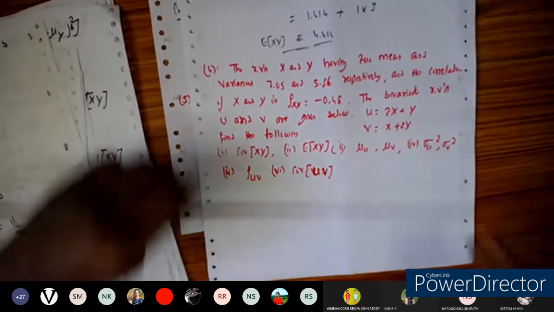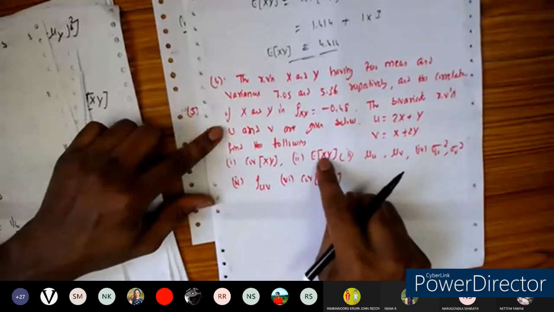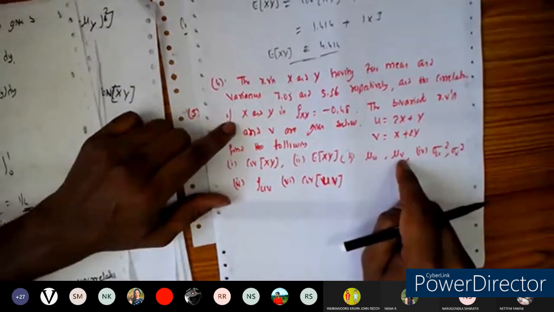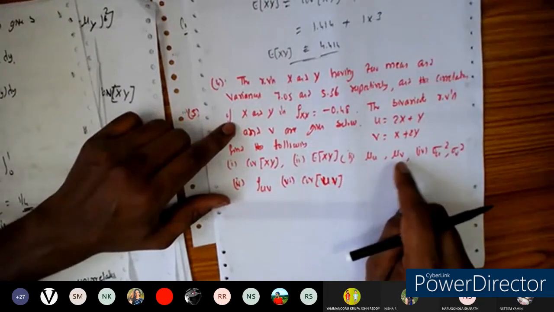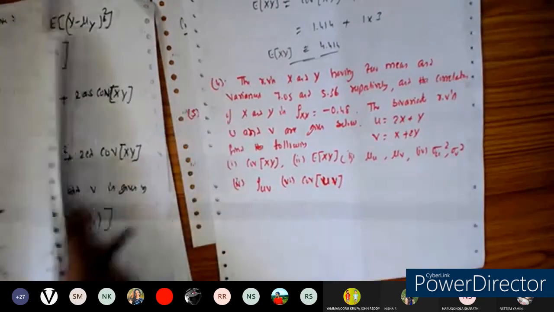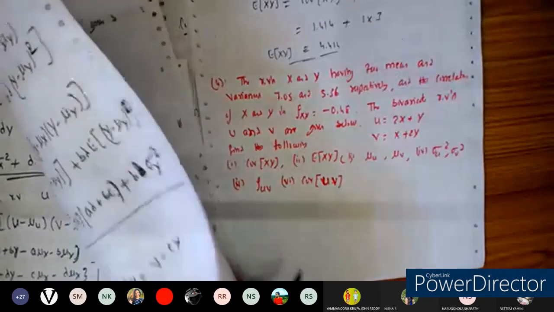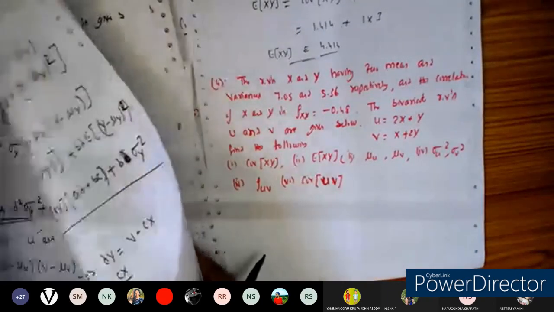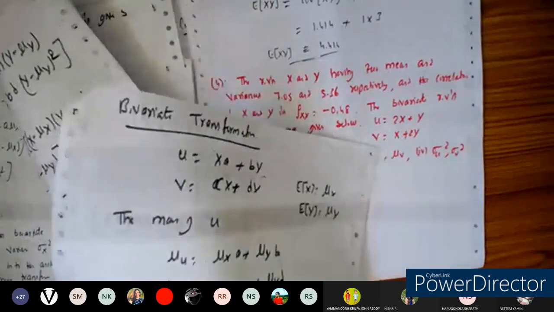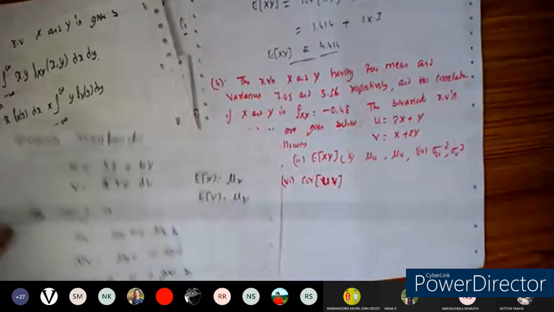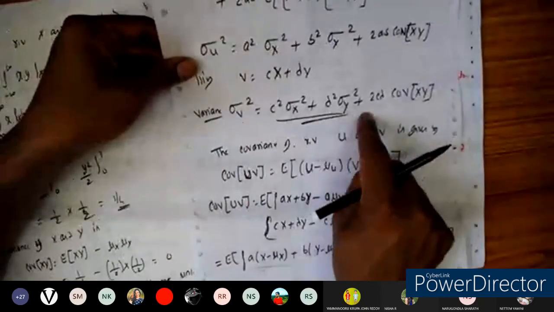You know how to find the covariance, and you know how to find the expected value of xy here. Mu u and mu v will obviously be equal to 0. We have come across these formulas already: the covariance, mean, variance, everything we are seeing here. I'm going to take that sheet. So we have this one, sigma u square, which is the variance.